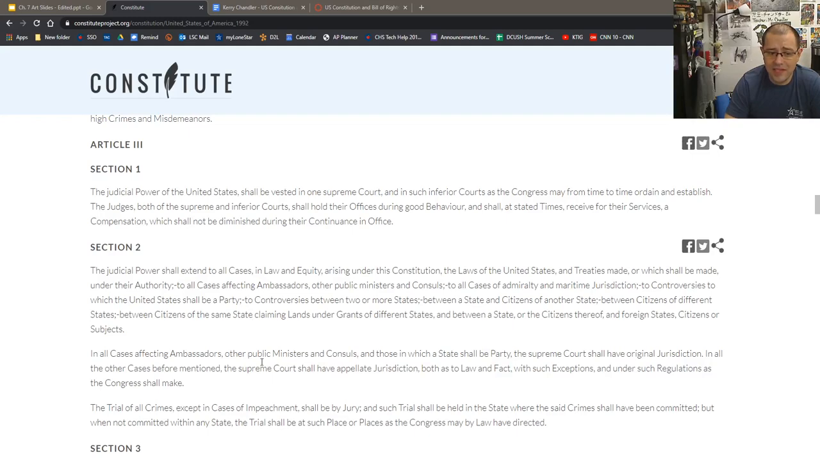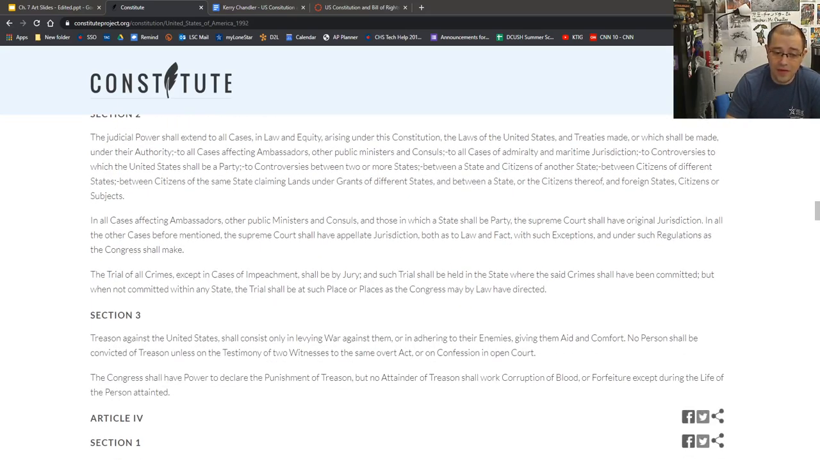So what it says is, judicial powers shall extend to all cases in law and equity arising under this Constitution, the laws of the United States, and treaties made or which shall be made under their authority, to all cases affecting ambassadors, and et cetera, et cetera. So it's saying they have judicial power over all cases. Well, what does that mean exactly, right? It's not actually very clear what they do.